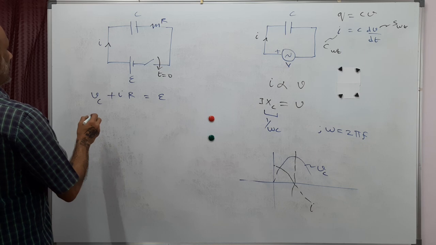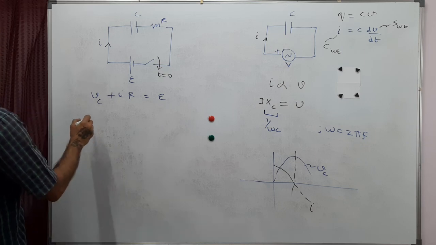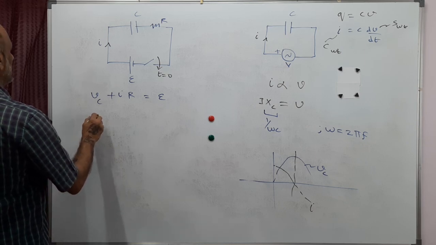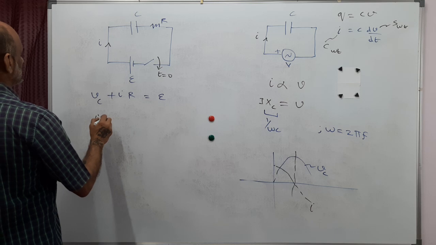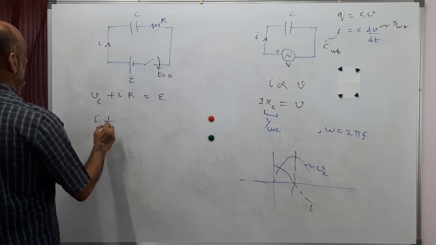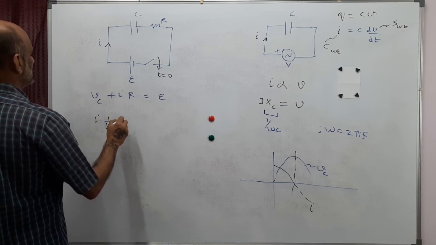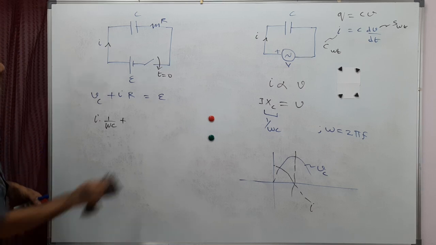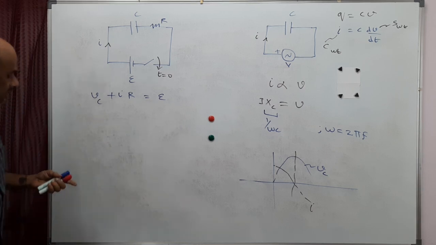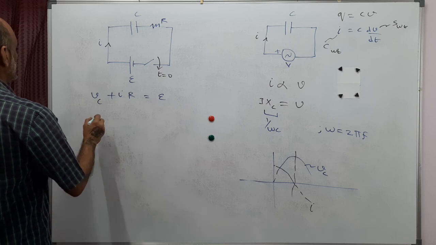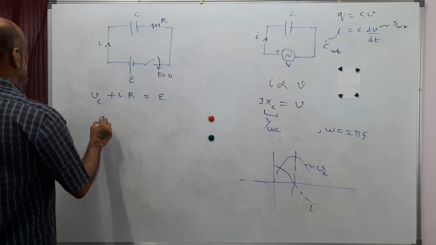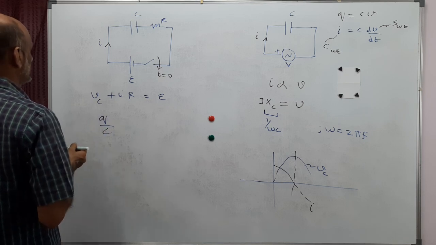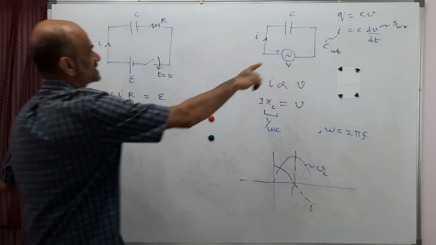And V is I into XC, where XC is 1 by omega C. Sorry. And V is Q equal to C into V. So this is Q by C. For a capacitor, this relation is valid.